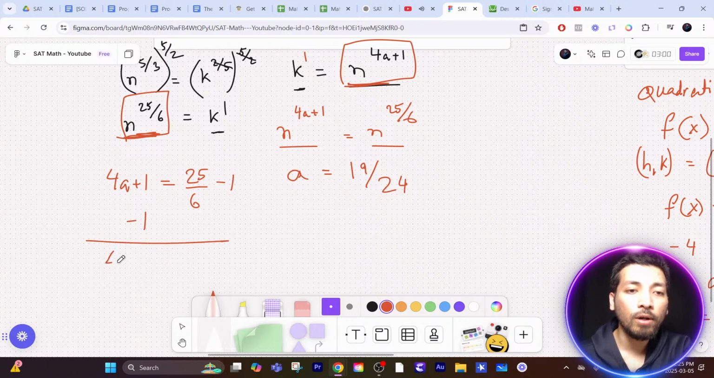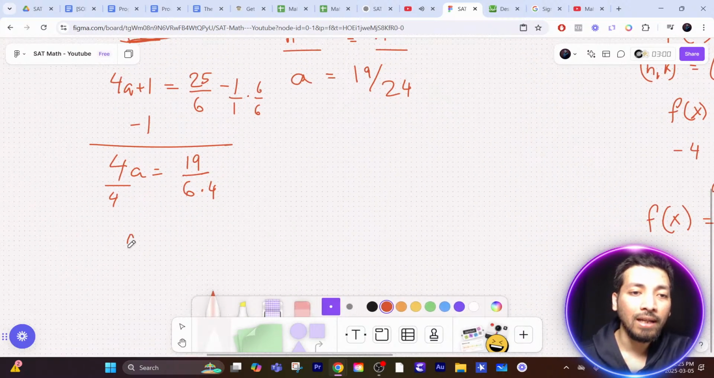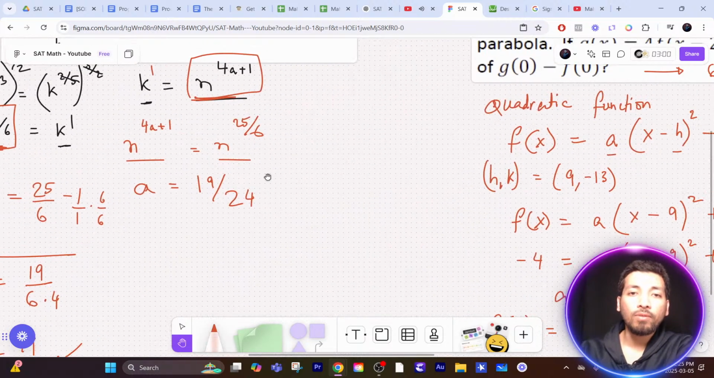I'm getting 4a is equal to this. This is 1 over 1. So I multiply this with 6 on the top and 6 at the bottom. And we have 19 over 6. Divide by 4 on both sides. We are getting a is equal to 19 over 24. And that is our answer over here.